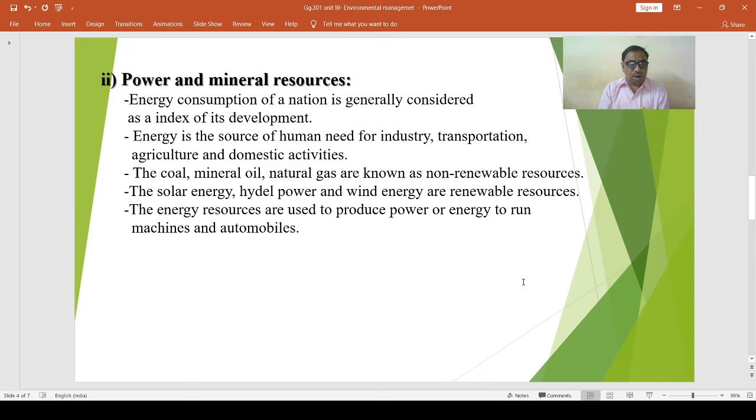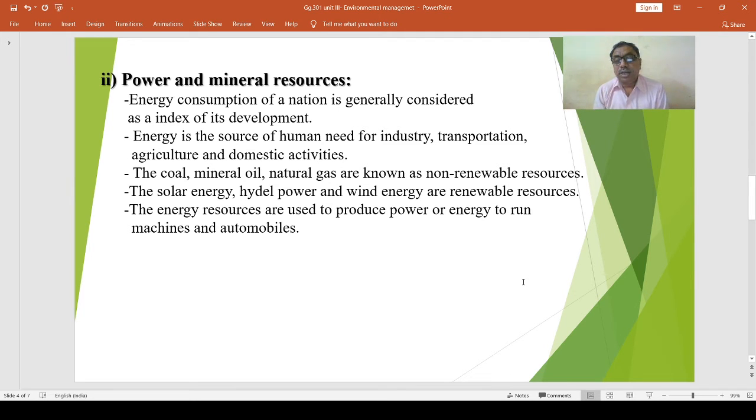A large number of windmills installed in clusters are called wind farms, which produce a large amount of electricity. The maximum wind speed required for working of a wind generator is 15 km per hour. Merits and demerits of wind energy are like this. First, merits of wind energy. It does not cause pollution.